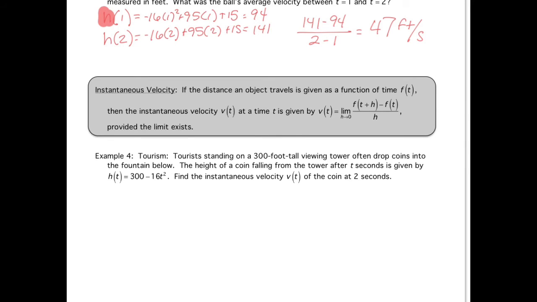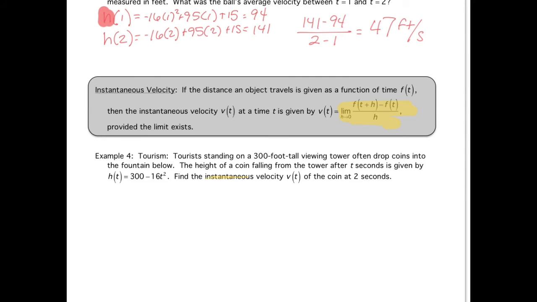Spoiler alert. So let's talk about tourism, because why not? So tourists standing on a 300-foot tall viewing tower drop coins in the fountain below. The height of the coin falling after t seconds is given by this quadratic function. Find the instantaneous velocity of the coin at 2 seconds. All right, so this word instantaneous tells us that we are going to use our formula for instantaneous velocity, which is the difference quotient, but with the limit applied to it.